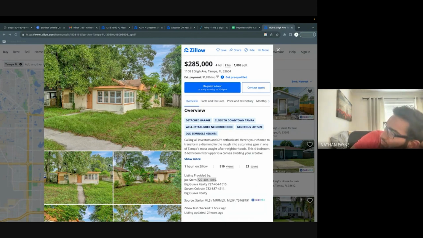Mm-hmm. Yeah, that's the other thing: since you're not represented, obviously he doesn't have to pay that side of the commission, so that helps you offer a little bit as well.